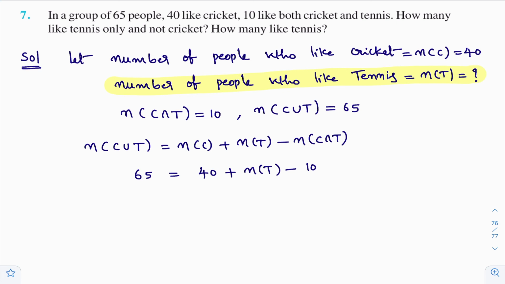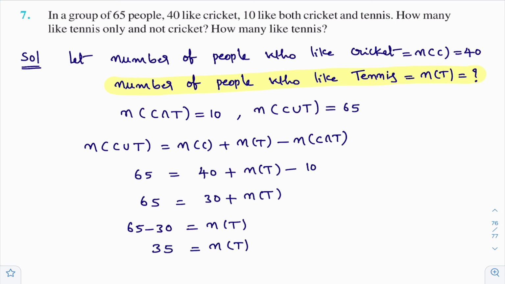Okay, now look here, 40 minus 10, that is 30. Okay, 65 equal to 30 plus n of T. Now you take this 30 to the left hand side part, what you will get? 65 minus 30 equal to n of T. 65 minus 30 is what? This is 35. So number of people who like tennis is 35.